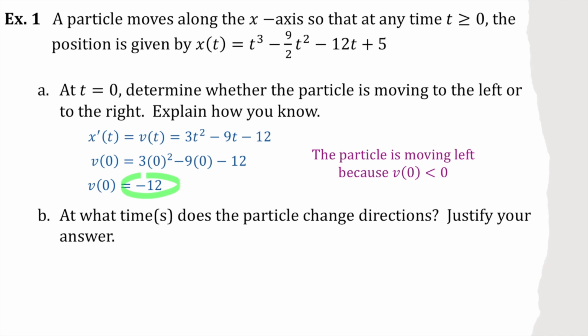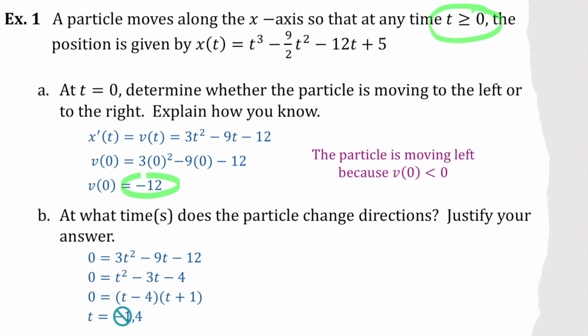Part B, at what time or times does the particle change directions? It's going to change directions when the velocity function equals 0. Now we just have to solve for t. So we can knock out a 3 and then factor that function, and we get two t's, t equals negative 1 and t equals 4. T can't equal negative 1 because it says only for t greater than or equal to 0. So t equals 4 is where we think the particle changes directions.